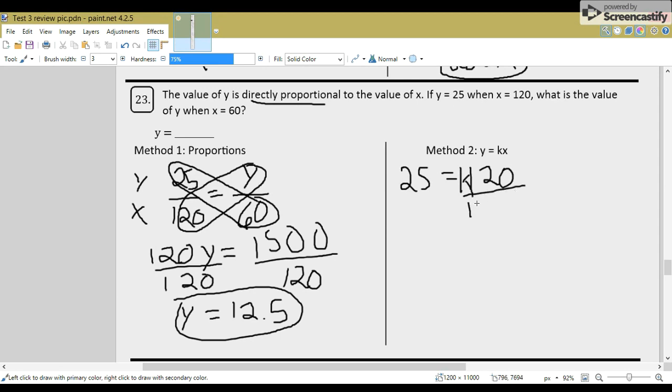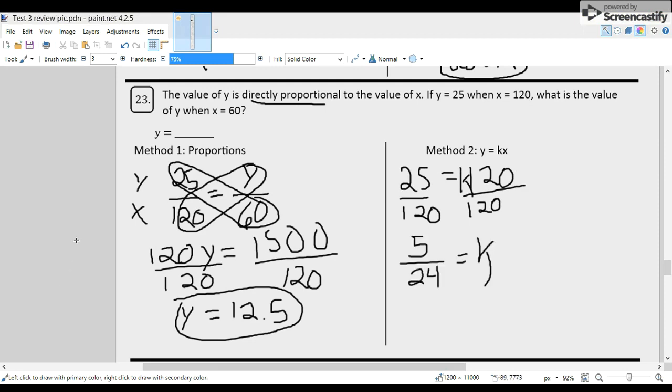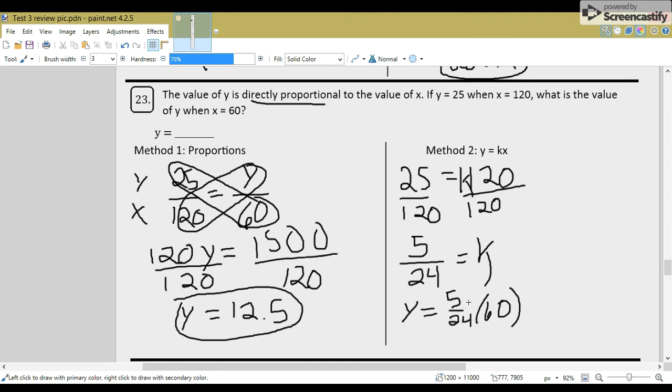Divide each term by 120. If you simplify this fraction, you get 5/24 equals k. So to find y, we have 5/24 times 60. If you plug this in, you get 12.5.